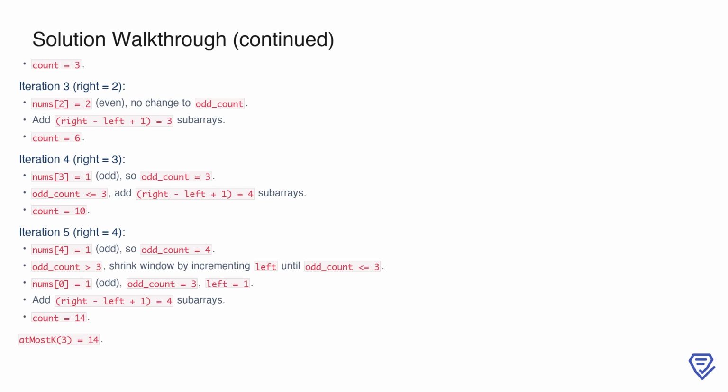In the fifth iteration, nums[4] is 1, another odd number, increasing odd_count to 4, which exceeds the limit. To fix this, we shrink the window from the left by incrementing left until odd_count is back within the limit. Removing nums[0], which is odd, reduces odd_count to 3 and moves left to index 1. We then add 4 subarrays, [1, 2, 1, 1], [2, 1, 1], [1, 1], and [1]. This results in a final count of 14 for atMost(3).